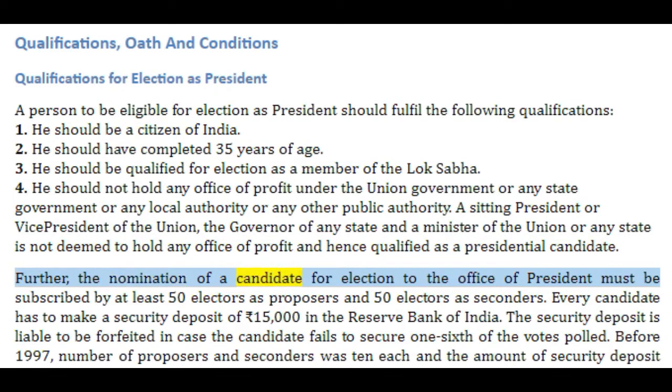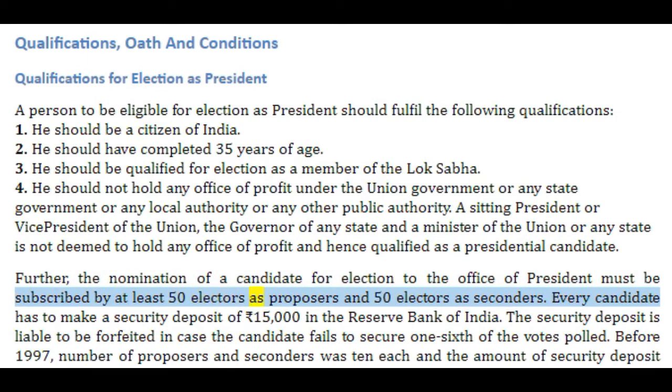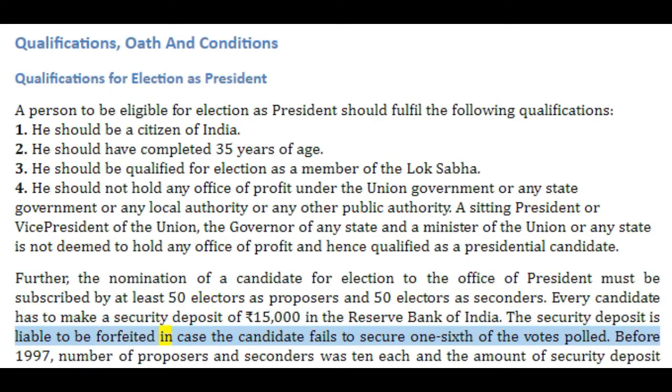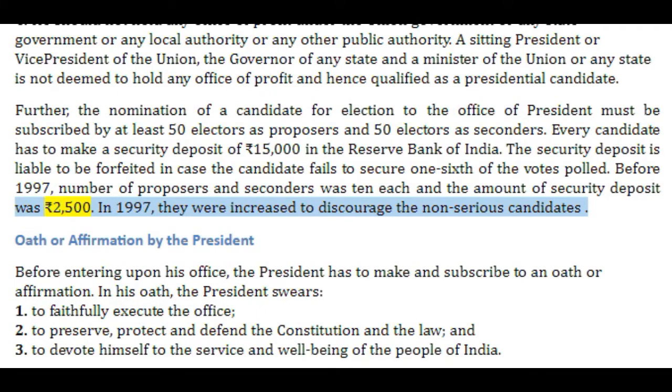Further, the nomination of a candidate for election to the office of president must be subscribed by at least 50 electors as proposers and 50 electors as seconders. Every candidate has to make a security deposit of 15,000 rupees in the Reserve Bank of India. The security deposit is liable to be forfeited in case the candidate fails to secure 1/6 of the votes polled. Before 1997, the number of proposers and seconders was 10 each and the amount of security deposit was 2,500 rupees. In 1997, they were increased to discourage the non-serious candidates.